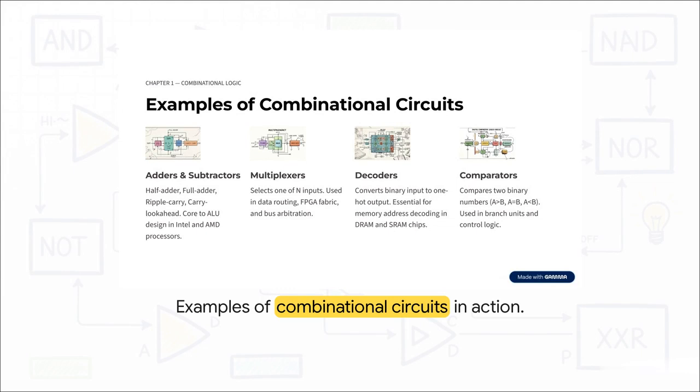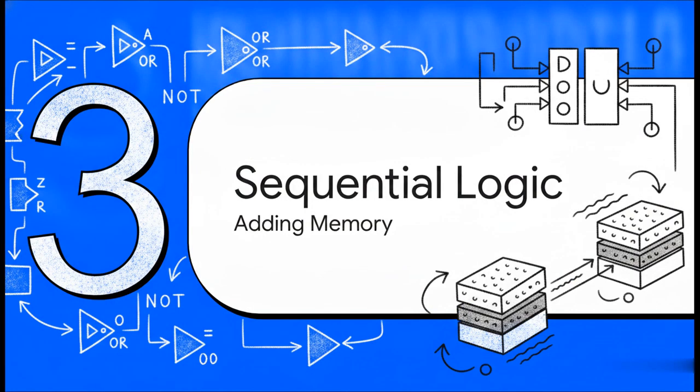And this isn't just theoretical textbook stuff, right? Adders form the absolute core of the arithmetic logic units, the ALUs, inside every Intel and AMD processor out there. Meanwhile, those decoders are working overtime, handling memory address decoding in the DRAM chips of whatever device you're using right now. Which brings us to a major problem, and Section 3, sequential logic, adding memory.